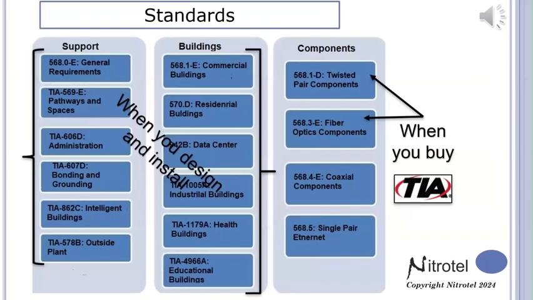The Telecommunications Industry Association, or TIA, has developed standards for the design and installation of structured cabling systems. Additionally, components should also comply with TIA standards. Using equipment that complies with standards and installing the system in compliance with standards ensures reliability and administrability.